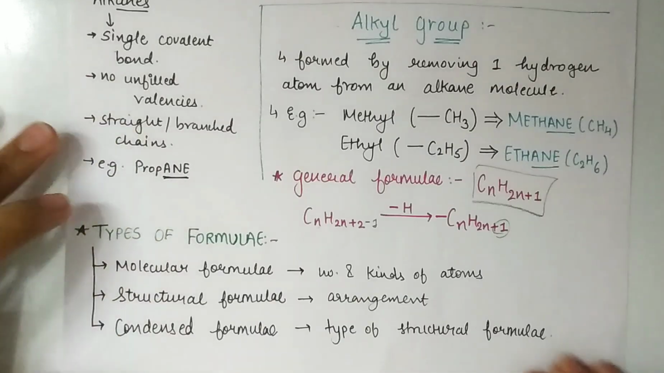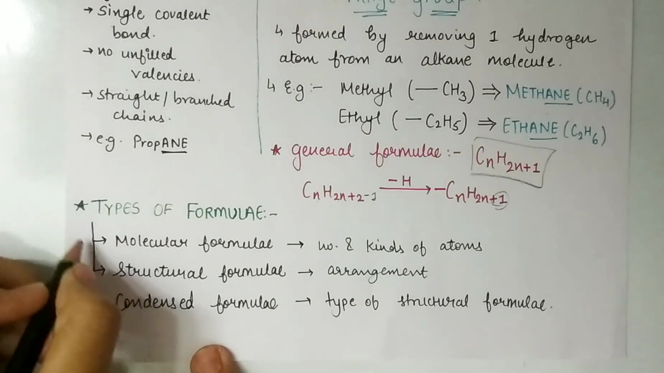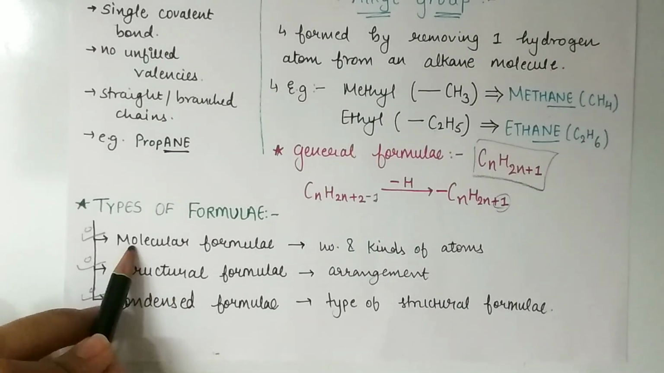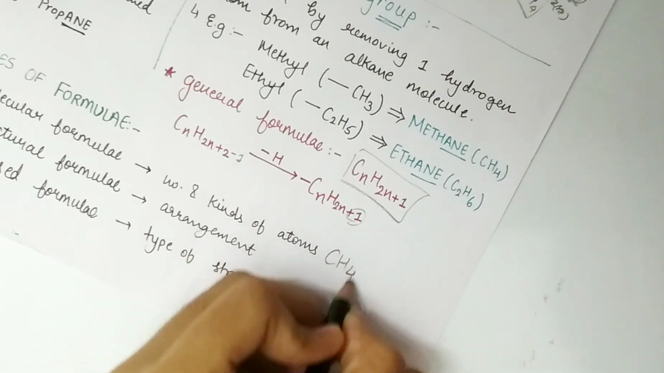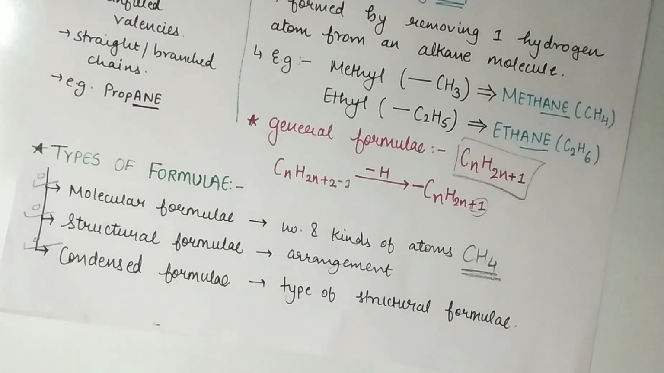And now talking about types of formula. So what are the types of formula? You can see there are 3 important types of formula: molecular formula, structural formula and condensed formula. The molecular formula indicates the kinds and number of atoms. Molecular formula CH4, this is the molecular formula of what? Methane.